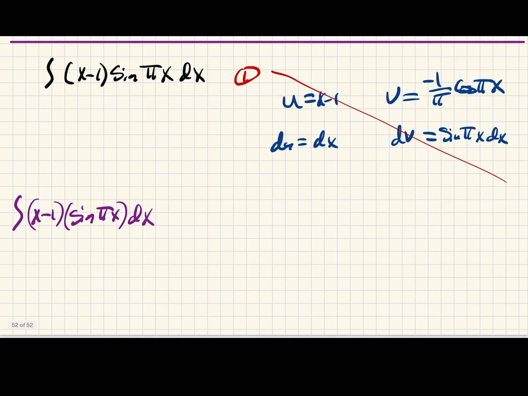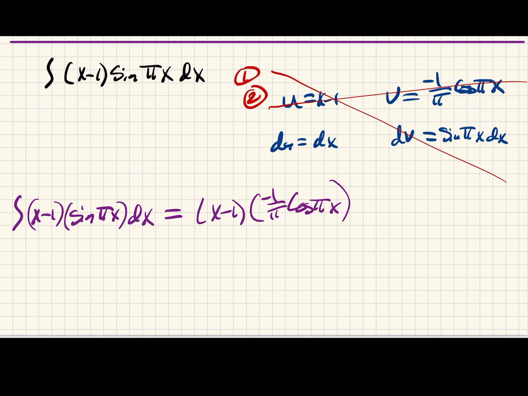And then that's going to be equal to, okay, now here comes the 2 part. Straight across the top. That's going to be x minus 1 times minus 1 over pi cosine pi x, minus, and the 3 part is to go bottom left, upper right. Integral of minus 1 over pi cosine pi x dx, which I think we did.